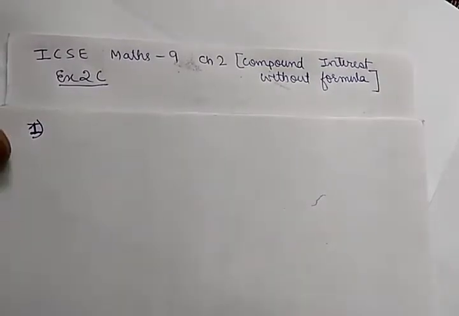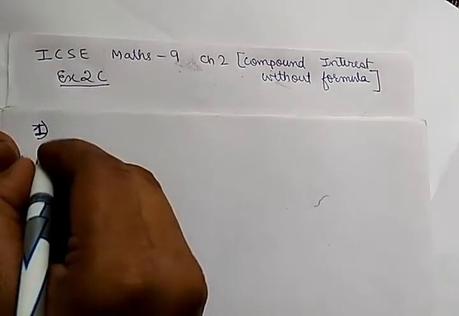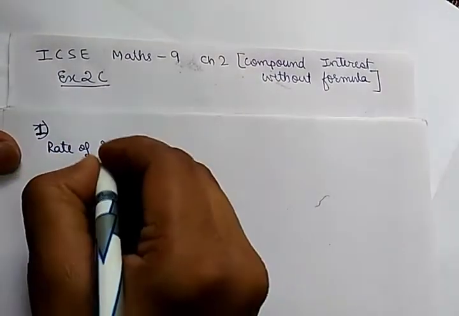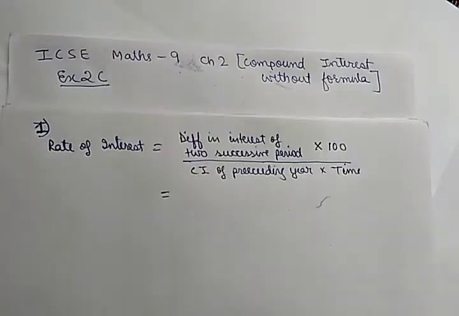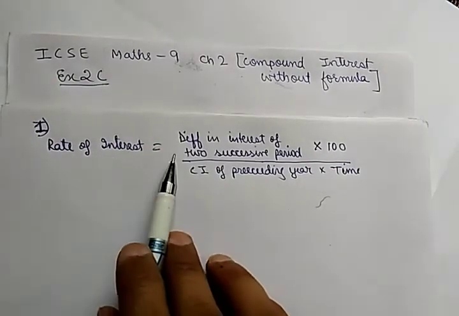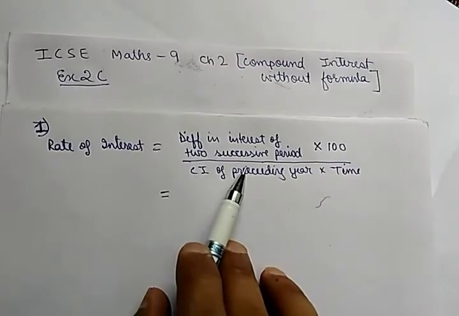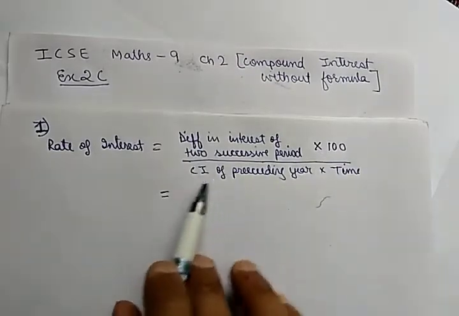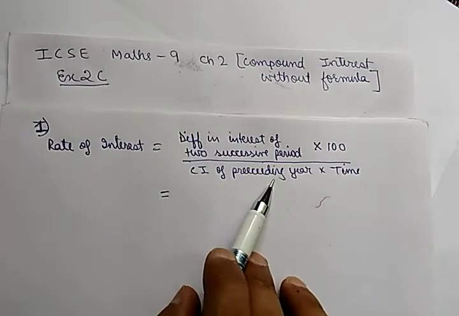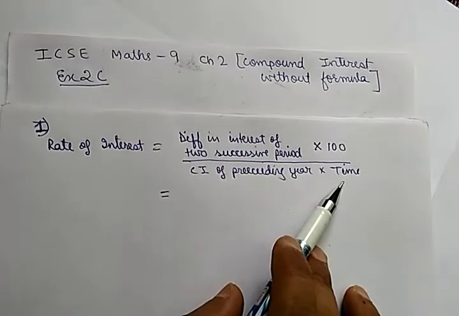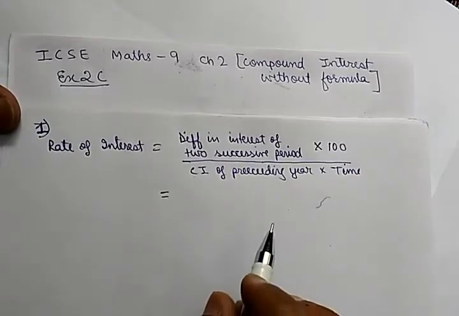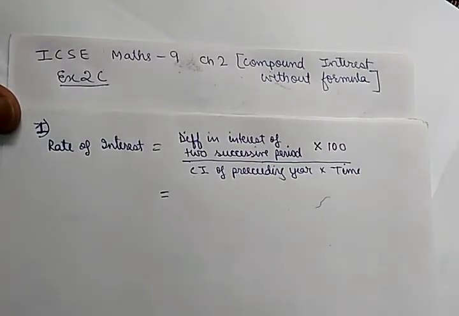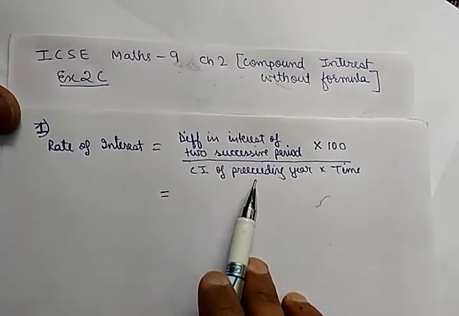So we have a direct formula here for the rate of interest. Rate of interest is equal to the difference in the interest of the two successive years into 100 by compound interest of the preceding year into time. There is one more method, a long method: you take the rate of interest as r and then solve stepwise. You will get the answer that way also, but this is the direct formula. You put the values here and you will get the answer.